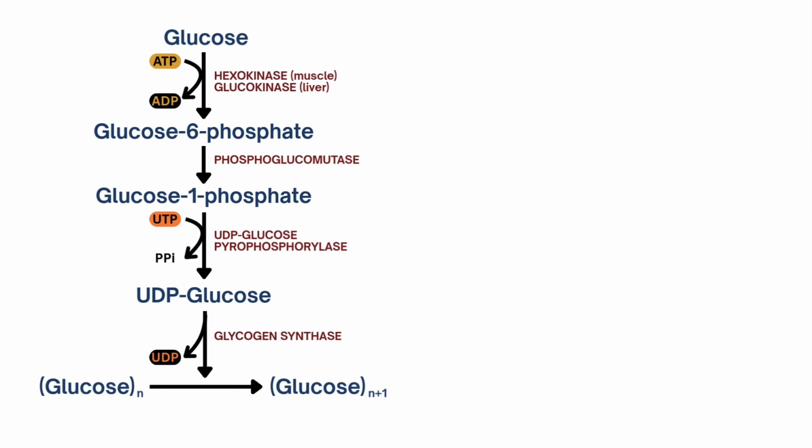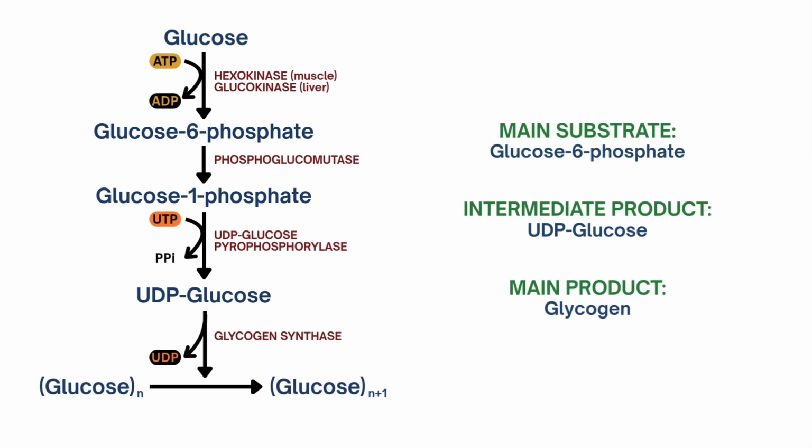Overall, the glucose 6-phosphate, being the main substrate, is converted into glucose 1-phosphate, necessary to form the intermediate product UDP glucose, which acts as an activated form of glucose and generates the main product glycogen.